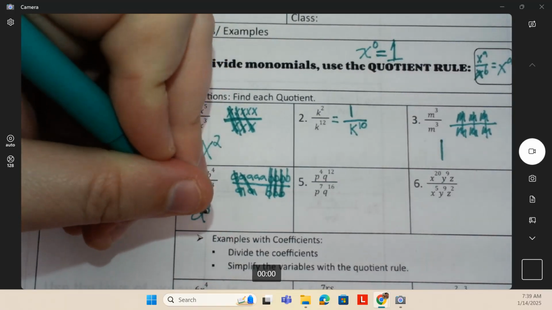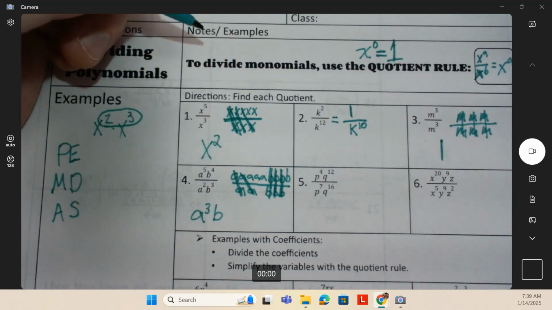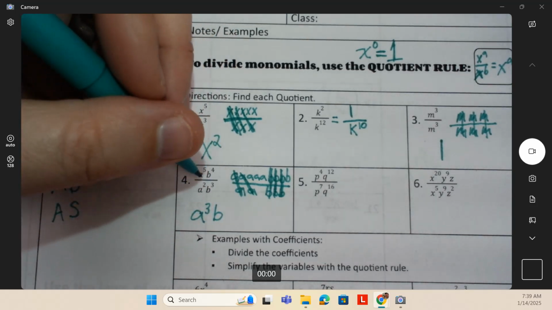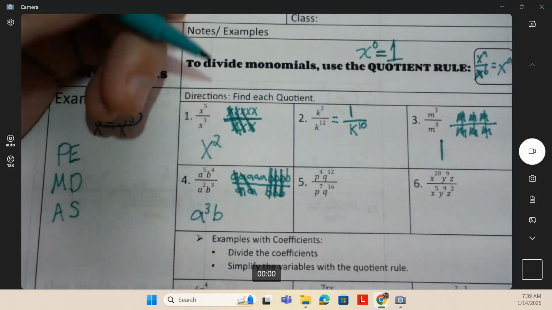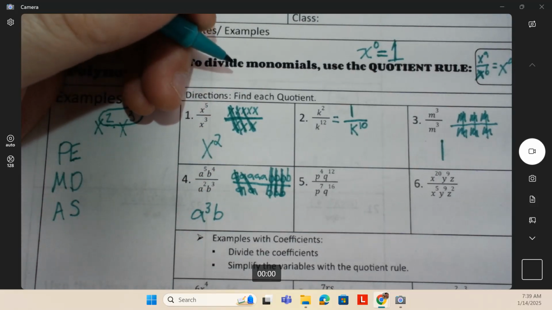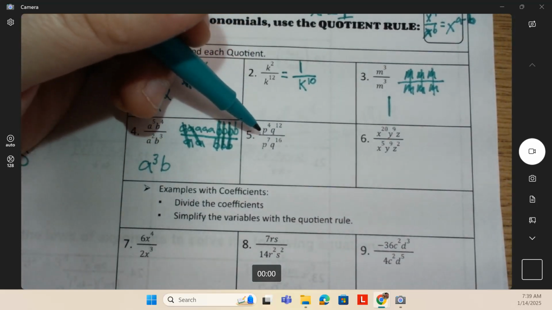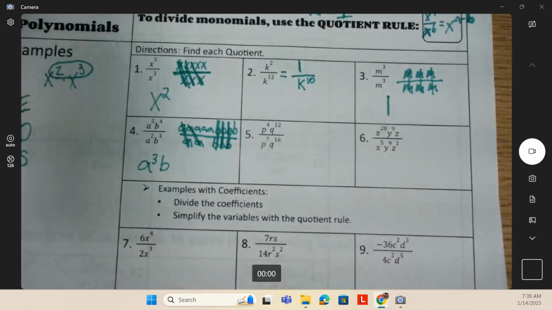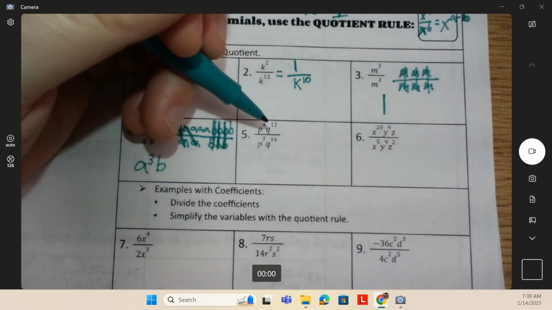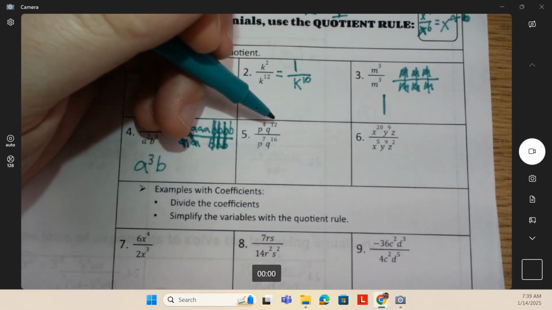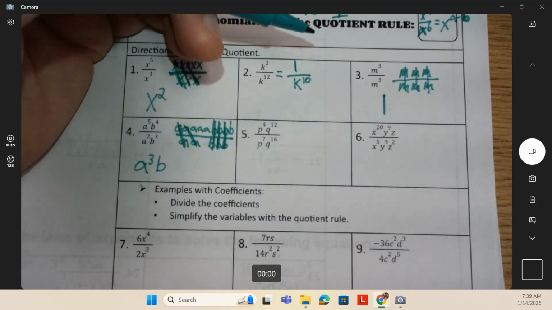So I'd get A to the third, B, or just B to the first. You can also say, well, 5 minus 2 is 3, 4 minus 3 is 1, and look at it that way. Thing is, when you get to number 5 and number 6, you get some with a lot larger powers. So writing out 12 Q's and 16 Q's on the bottom gets to be a little bit of a pain.